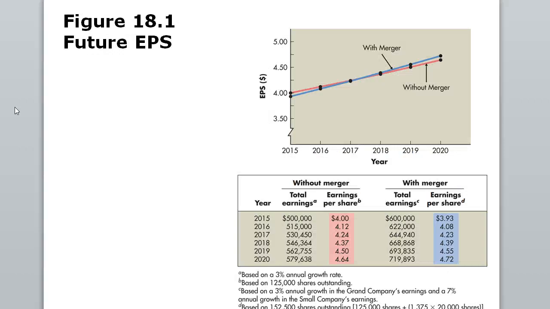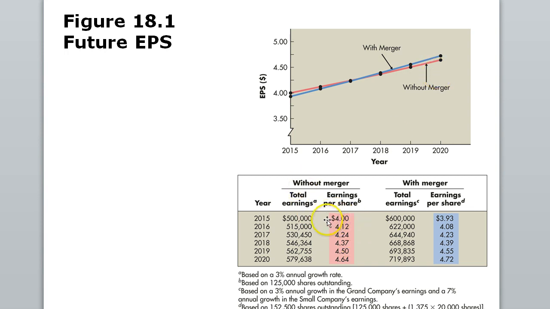So we can look here at the earnings per share with the merger and without the merger. We see that with the merger, the earnings per share are lower. This is like that 3.93. But as the years go by, the earnings per share will be higher due to the growth rate of the new company. And without the merger, we'll see that, of course, the current earnings were higher, $4 versus 3.93. But without the benefit of the target company, the earnings per share do not accelerate. And we can see that in the chart here.